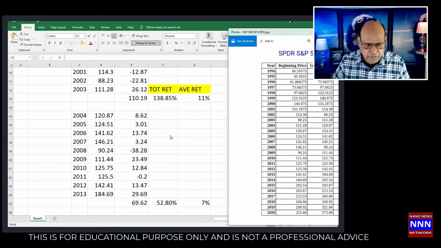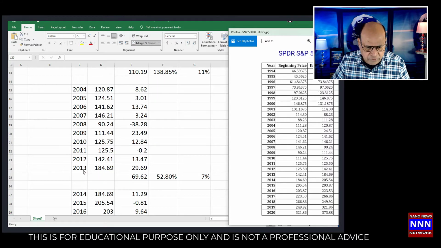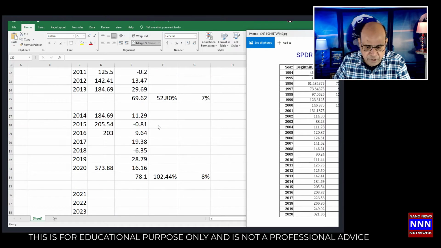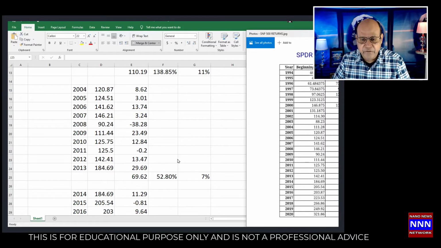All right. Then from 2004 to 2013, the average return was 7%. Well, that's not bad, but that's not good enough because this is all taxable income. Remember that. You are getting 11%, you may be getting net 7% when you pull the money out. All right, and between 2014 and 2020, which is 7 years, the return was 8%.